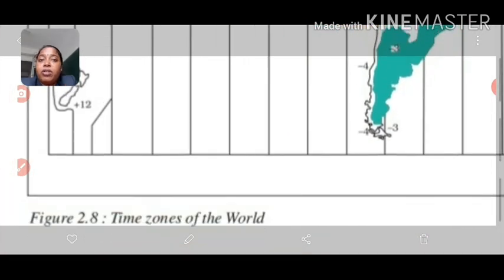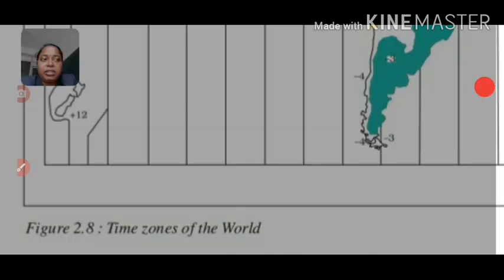Okay, through what? Through longitudes. So like this the time zones are calculated through the meridians of longitudes. Okay, so students, here you get the clear view of what? Calculation of time zones.